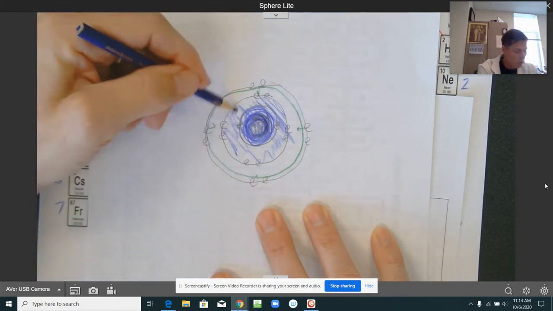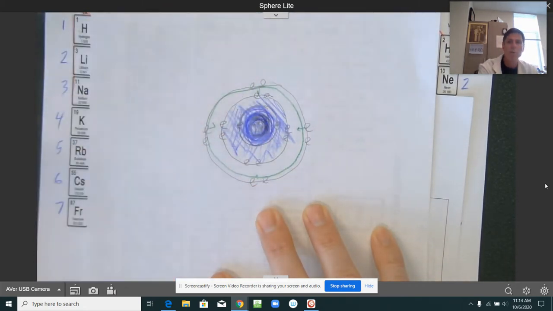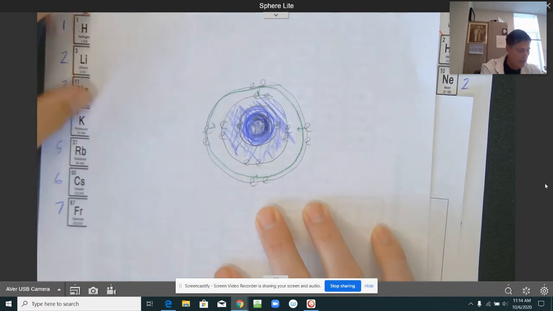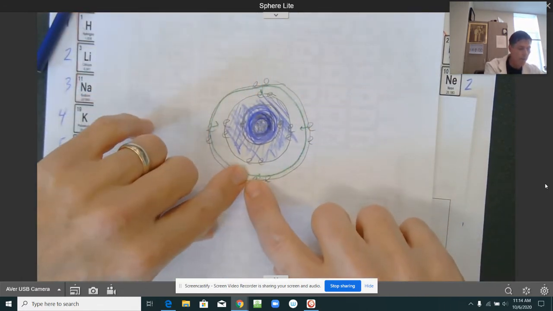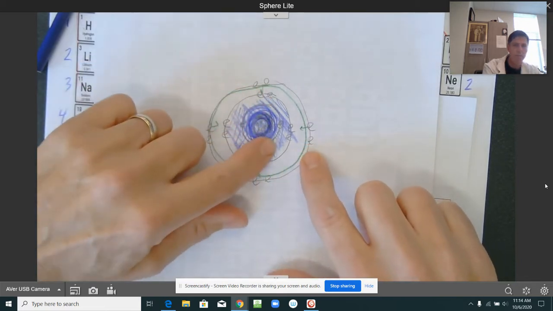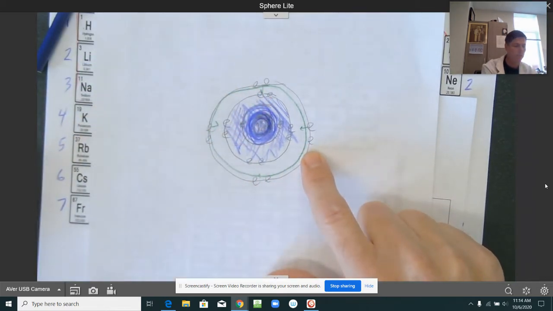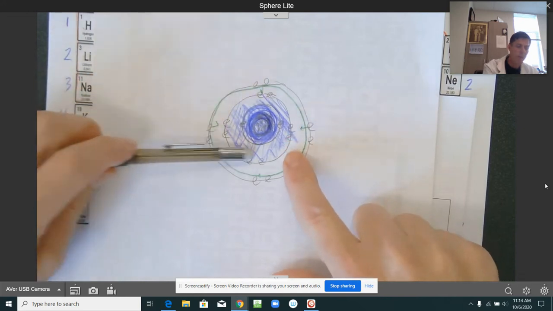I'm looking only at those outer electrons. Remember, those outer electrons are called the valence electrons. Those are the only ones I care about. Because face it, for me to be out in this ring, the ring right in front of it had to be completely full. If I would have stopped there, that would have been a noble gas.